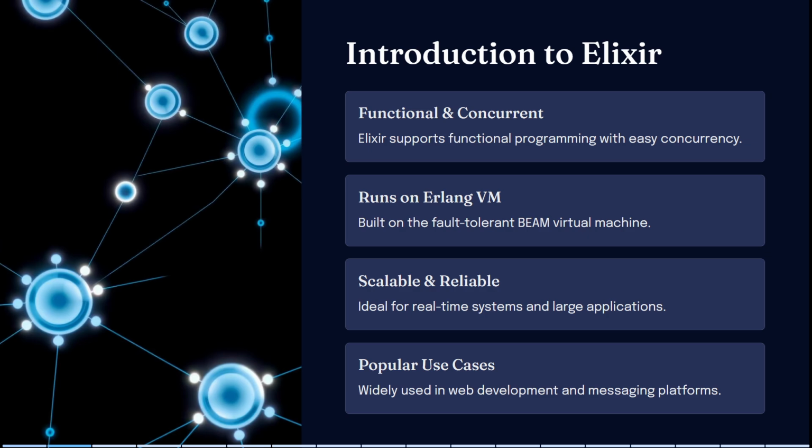For our introduction, Elixir is a functional language built on top of Erlang's virtual machine. It combines the performance and reliability of Erlang with modern syntax and tooling. It's widely used in real-time systems and is gaining popularity in web development, especially with frameworks like Phoenix.